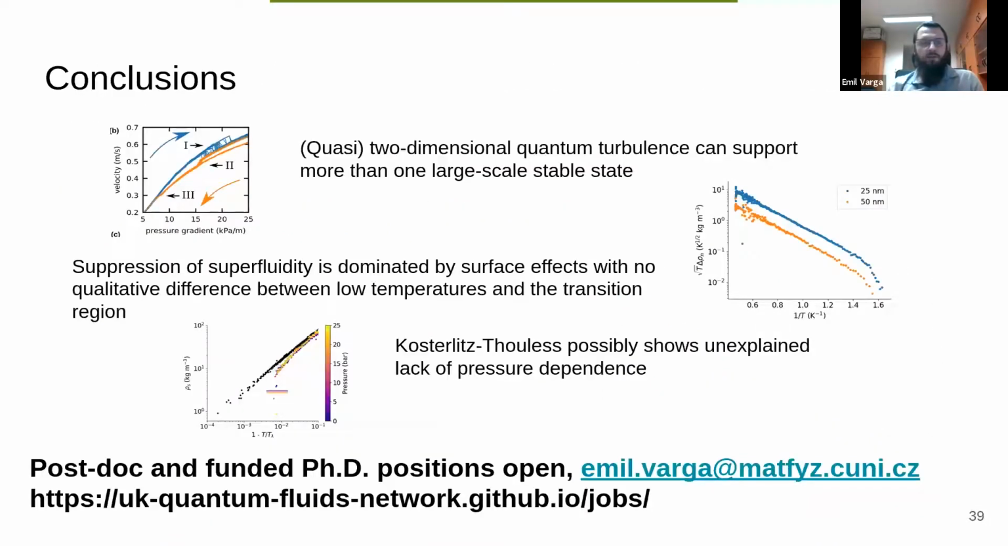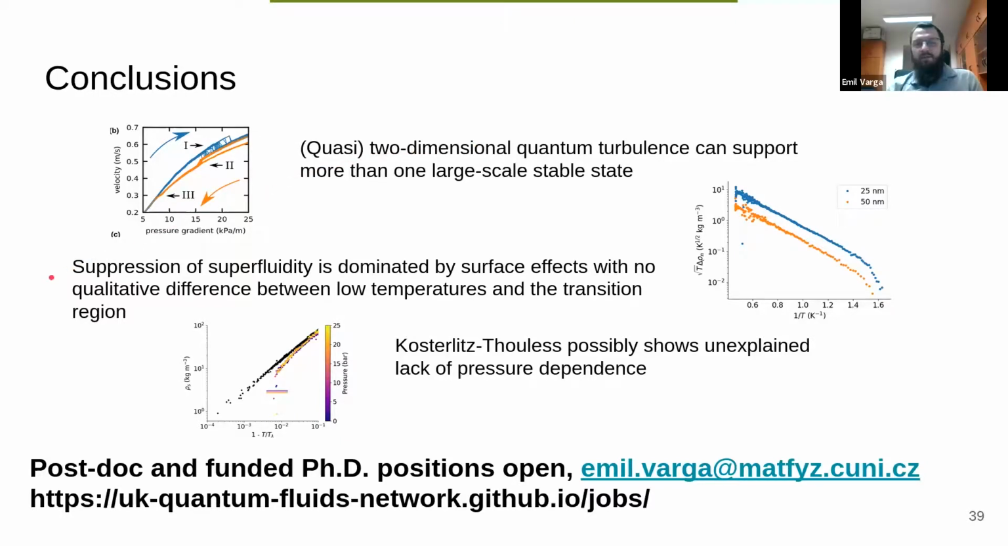So that brings me to conclusions, a few minutes before I'm supposed to end. So the quasi-two-dimensional quantum turbulence is a quite interesting system. It supports more than one large-scale and stable state.